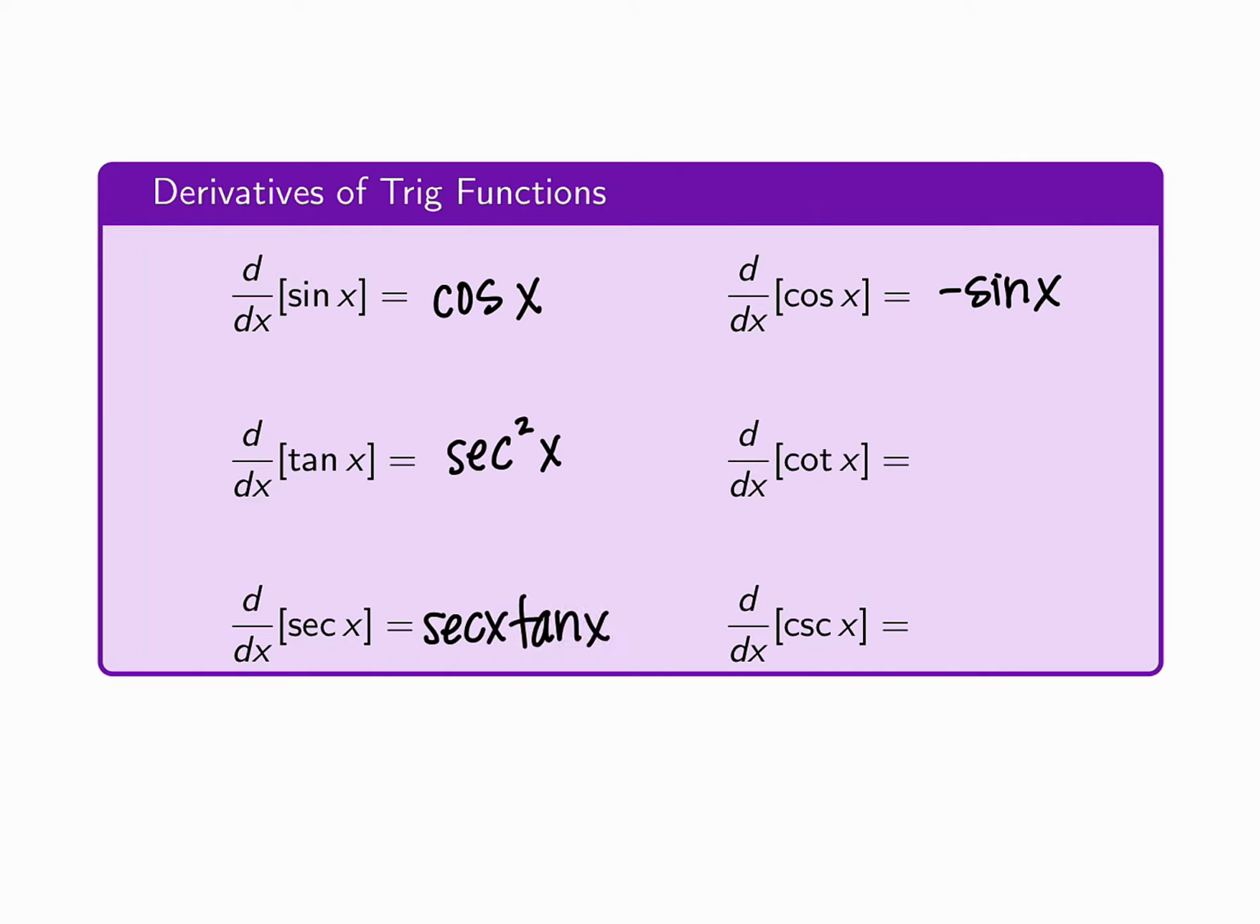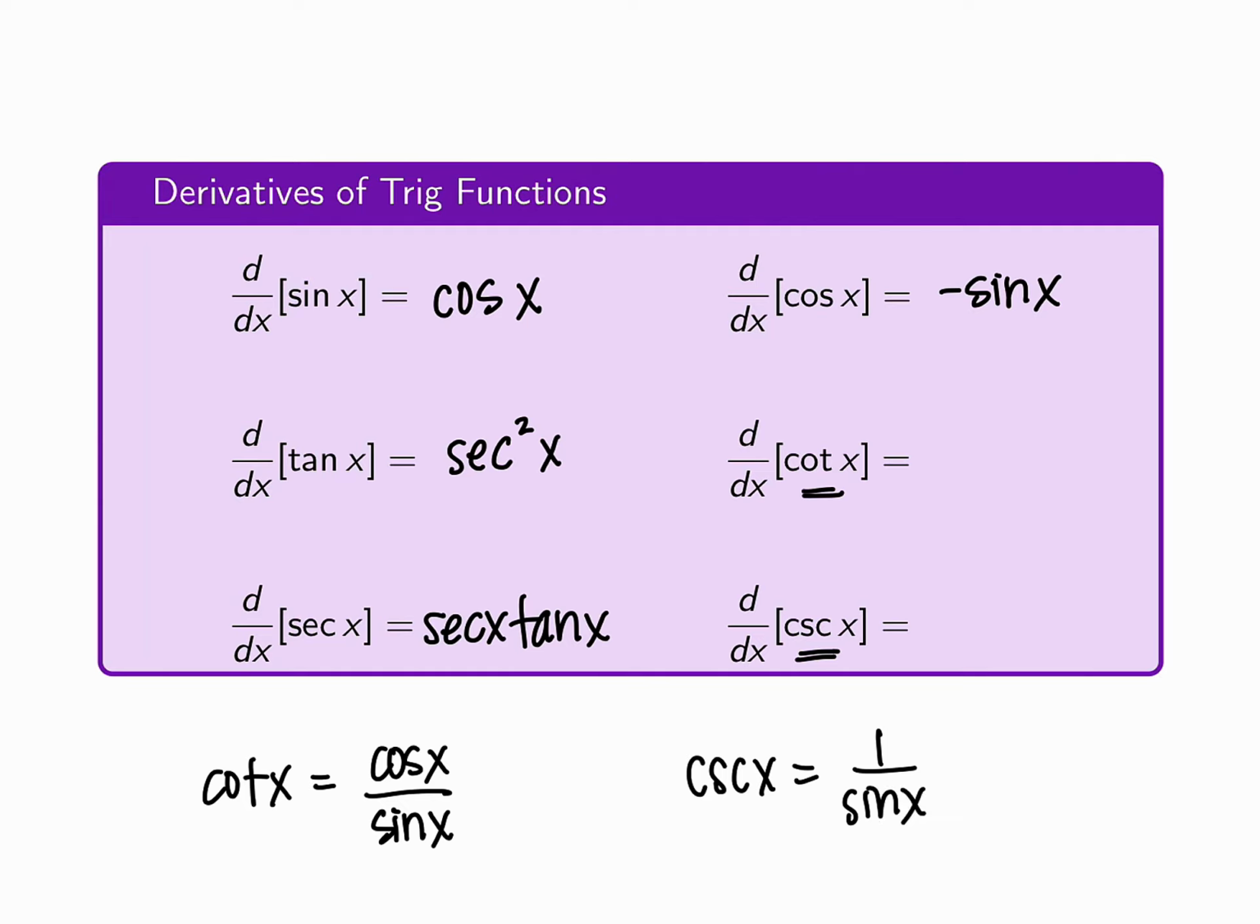And then these last two, the derivative of the cotangent function and the derivative of the cosecant function, what you're going to find is you can do a very similar method as we did with the tangent function and the secant function. You can remember that the cotangent of x function is the cosine of x over the sine of x, and the cosecant function is 1 over the sine of x. Notice we can write both of those as fractions, and then we can go through the quotient rule and figure out their derivatives as well.